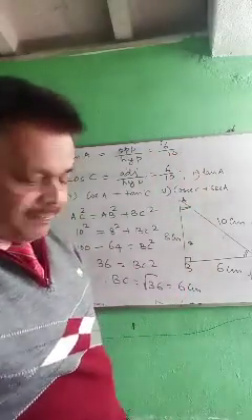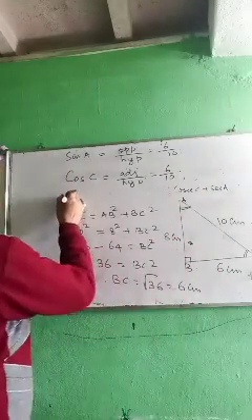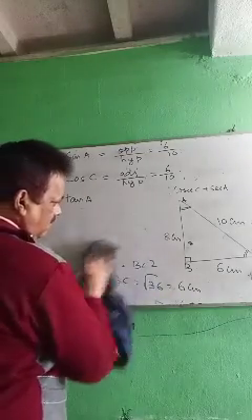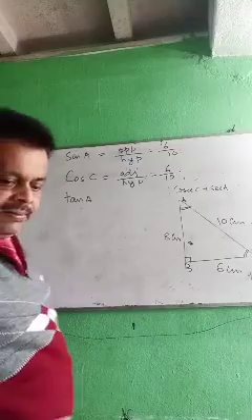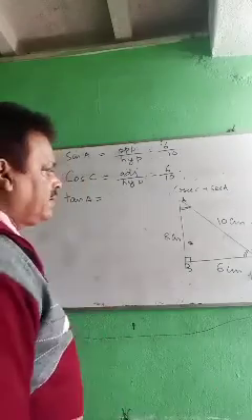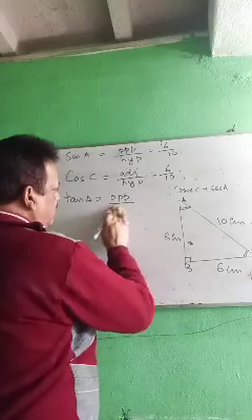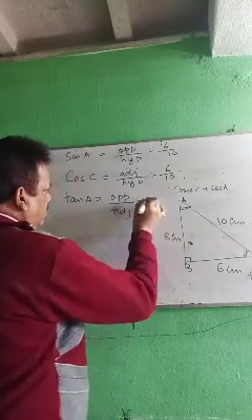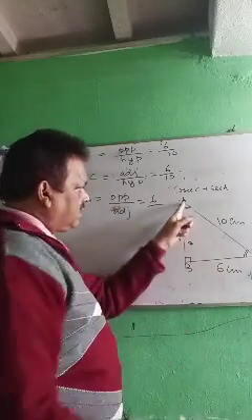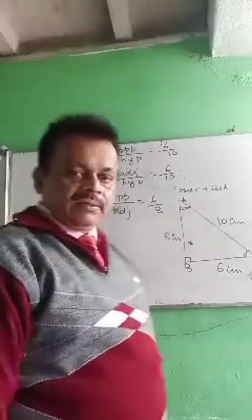Then comes tan A. What is the formula of tan? Tan A is opposite by adjacent. The opposite of angle A is which one? 6. The adjacent of A means this side, so 6 by 8. Okay.